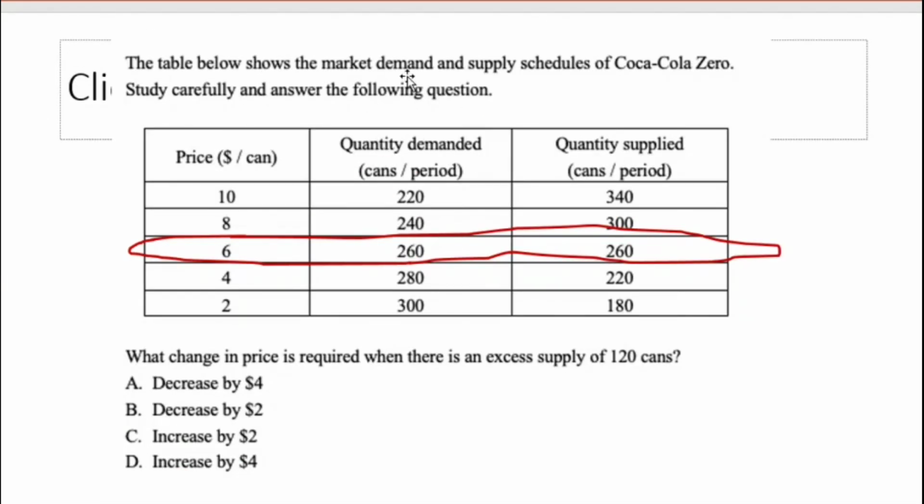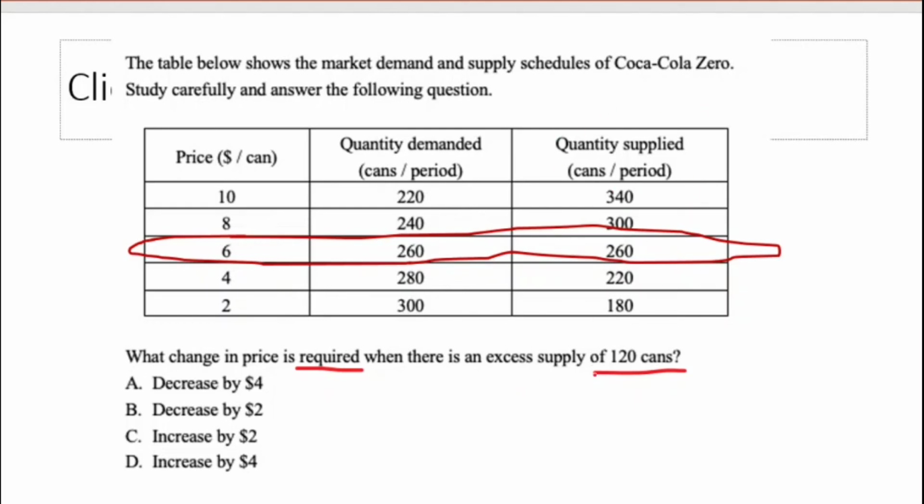The table below shows the market demand and supply schedule for Coca-Cola cans. Study carefully and answer the following questions. So, what change in price is required when there is an excess supply of 120 cans? We'll deal with this bit by bit. The question is, what change is required? But first, you need to know where that excess supply of cans is. Is it below here or above the equilibrium point? How do we know the excess?